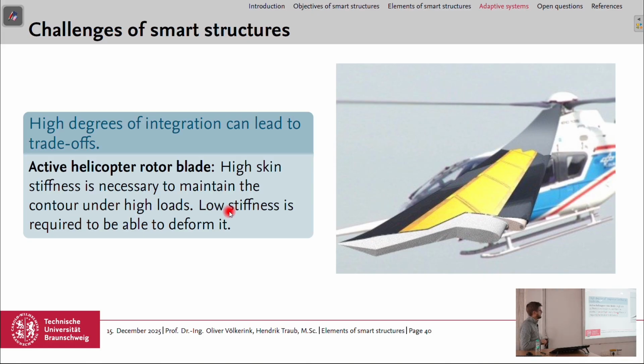But you need rather low stiffness to be able to deform it, to have these ±2 degree change in the angle of attack of the rotor blade. So you have to trade off a high skin stiffness for the load bearing purposes, and the low stiffness to be able to deform it, and have to find an optimum or a trade-off between these two.